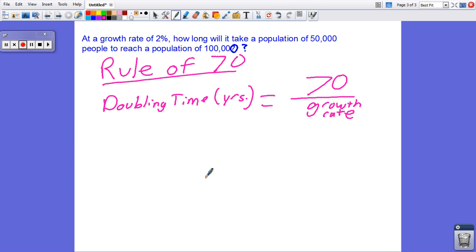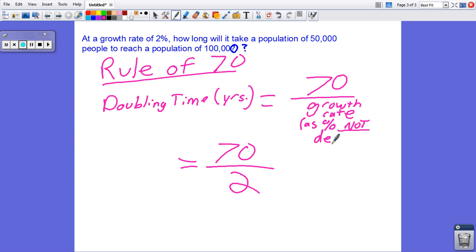So in this case, it's going to be equal to 70, because that's our magic number, divided by, what's the growth rate? 2. No, don't put it in decimal form. That's a good question. Leave it as a percent, not decimal. And some people do convert that, so that's a good point. All right. So 70 divided by 2 is, my goodness, I let this one come out even.